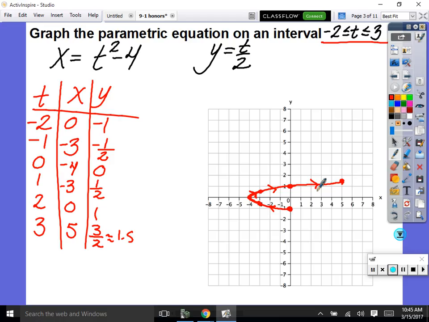Now, really, this is going to continue, but we're only graphing it on a certain interval. If it didn't say over an interval, it would continue like this. We just plotted points. We only plot x, y points.